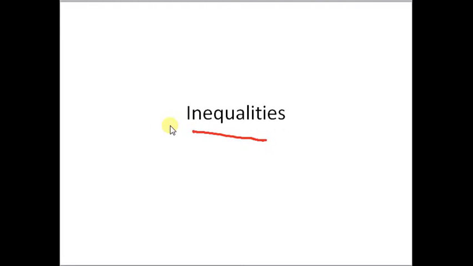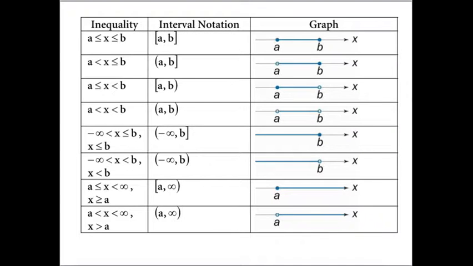Inequalities. See, for example, a less than or equal to x less than or equal to b. See here, the equal to symbol is there. It means a is included as well as b is included. In the given figure, we represent it with a dot. Okay, so a is there as well as b is there. So x can take any value between a and b. It means x can take any value that lies between a and b, including a and b.